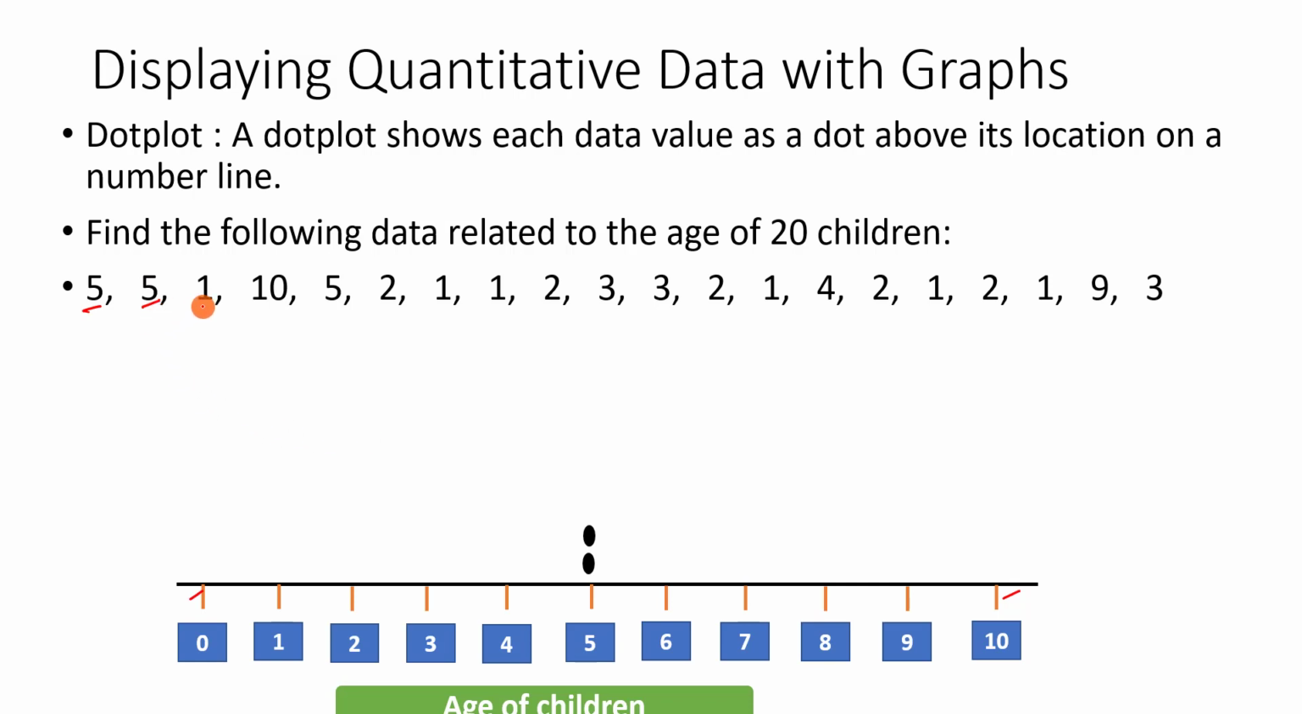The third child age is 1. Now we plot the dot above 1. Fourth child age is 10. And we can plot the dot above the number 10. Likewise we can keep on plotting. Then after that we can see age 5, we have a dot above location 5, age 2, age 1 again, age 1 again. Likewise we can keep on plotting the dots above the corresponding values on the horizontal axis. That is how the dot plot is prepared.